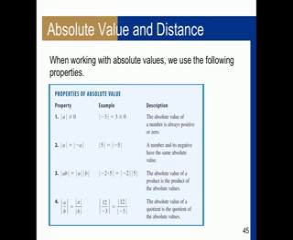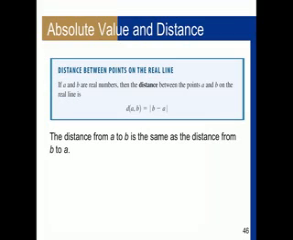Now, when working with absolute values, we have the following properties. They are properties 1, 2, 3, and 4. They are listed on page 9 in your textbook, and you can go ahead and refer to those in there. And then finally, we have distance between points on a real line. If A and B are real numbers, then the distance between the points A and B on the real line is, if you take the last point, the B, subtracted from the initial point, the A, and take the absolute value of that, that will give you the distance from B to A.